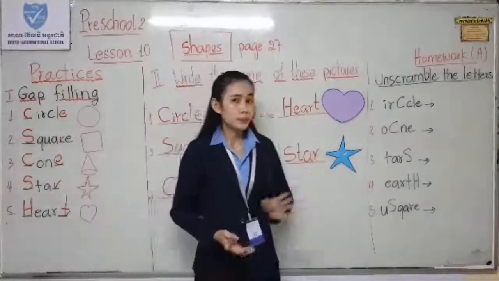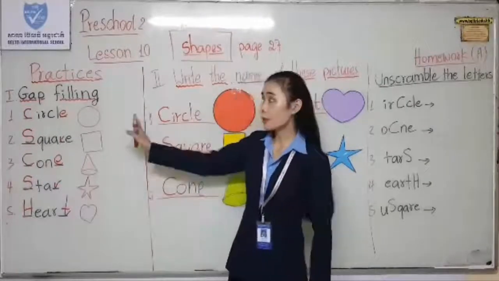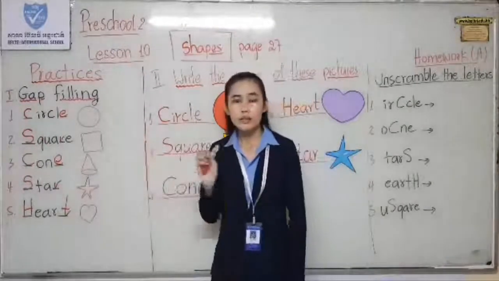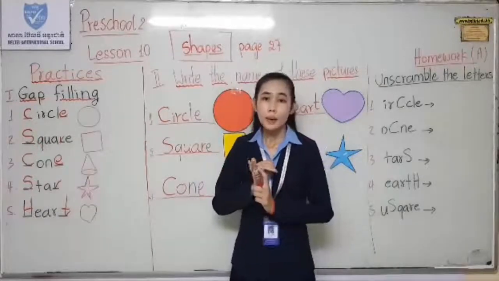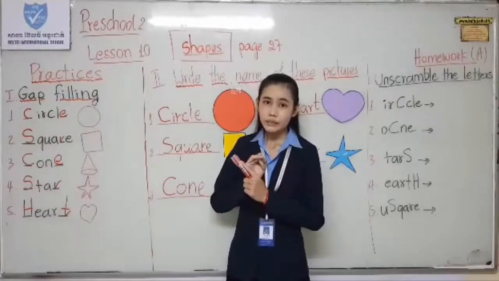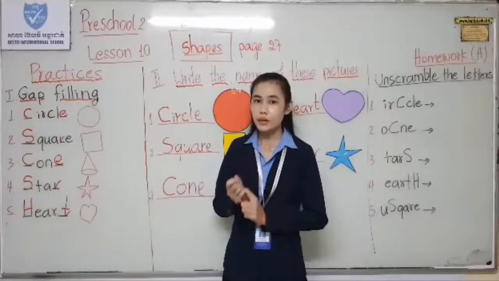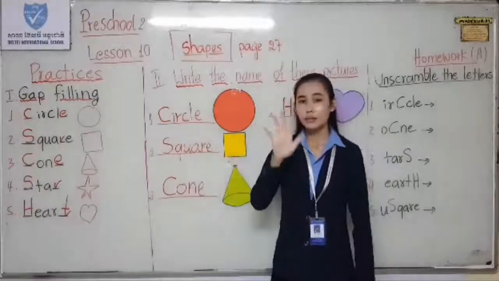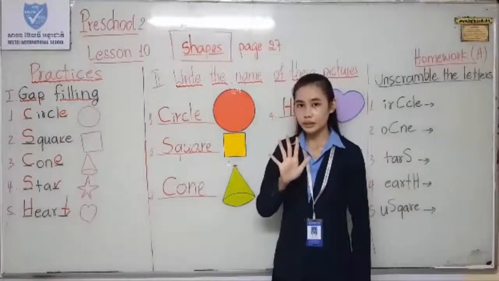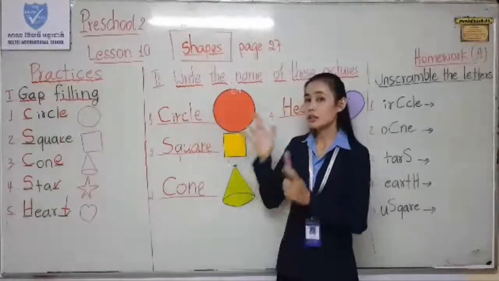So now, everyone, our practice is finished. So I have some questions to ask you. How many vocabulary words did we study today and what are they? Can you tell me? So the vocabulary that we studied today, there are five words. So the first word is circle.